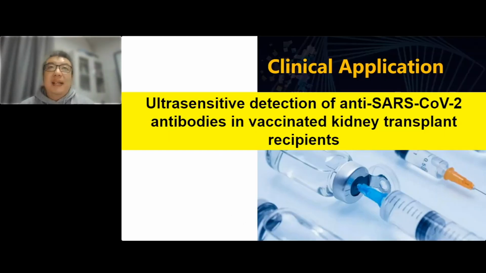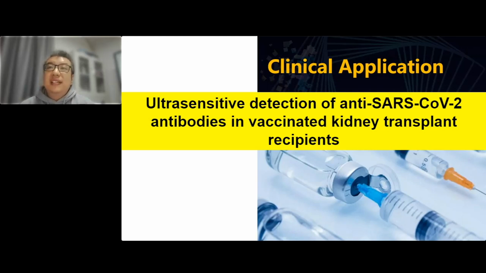In the rest of my talk, I'm going to give a very specific example of how such assays can help with clinical diagnosis. Here we use it to develop an ultra-sensitive assay for anti-SARS-CoV-2 antibodies, and to make use of this assay for vaccinated kidney transplant recipients.